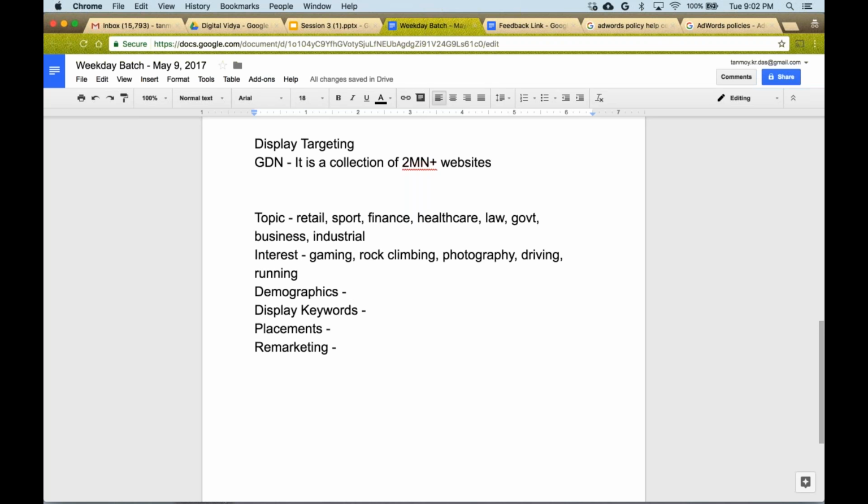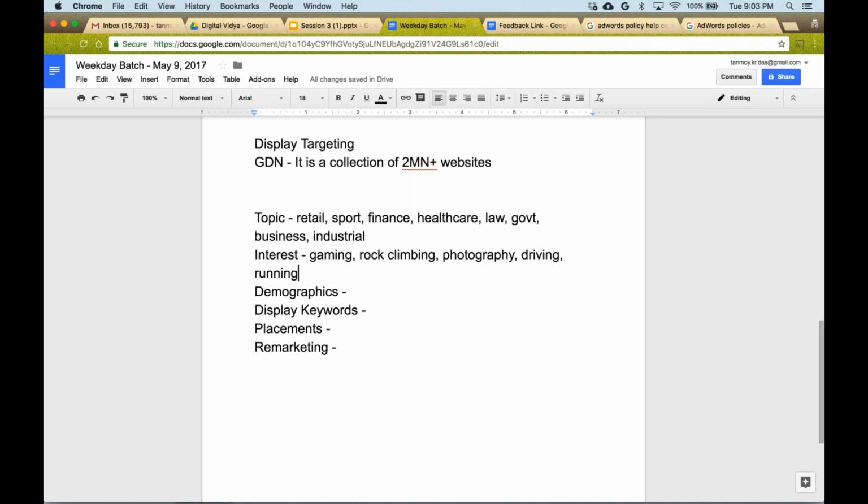You can select the interest category which is relevant for you. For example, let's say I am selling digital cameras. I can choose the photography interest because on these particular websites, people have said that they like photography. If I show them a digital camera ad on these websites, chances are I would be able to sell a few of them. So that's how you do your interest targeting. This one is based on customers' information.